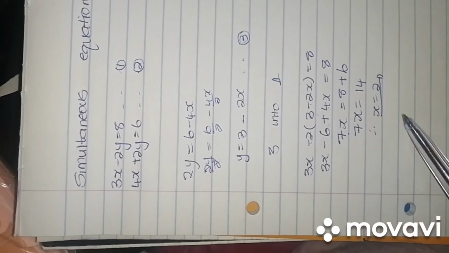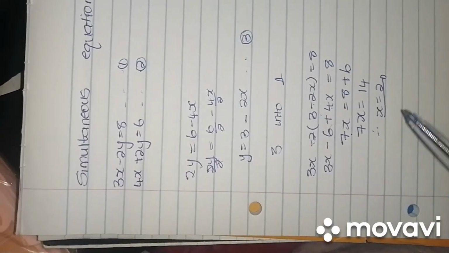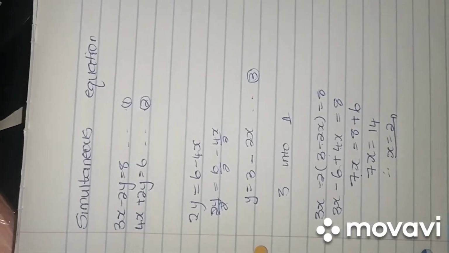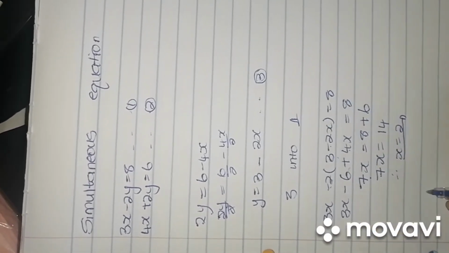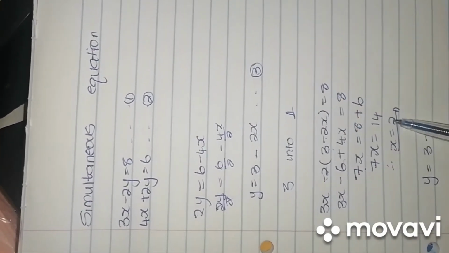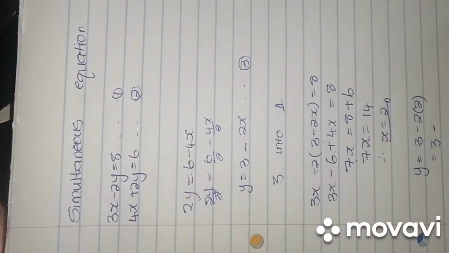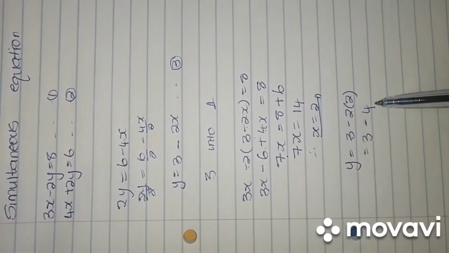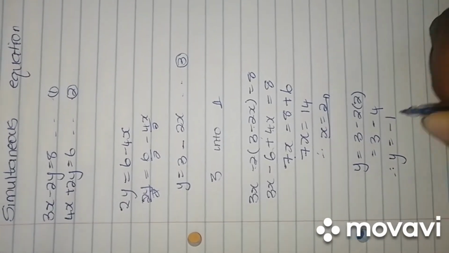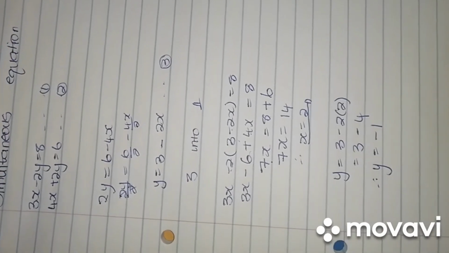We take any of the equations, then substitute 2 everywhere we see x, then we get y. I'm going to use our third equation. Therefore, y is equal to 3 minus 2 times x. Where we see x, we write 2. We're having 3 minus 4, since 2 times 2 is 4. Therefore, y is equal to minus 1. You see, we did solve for y and x.